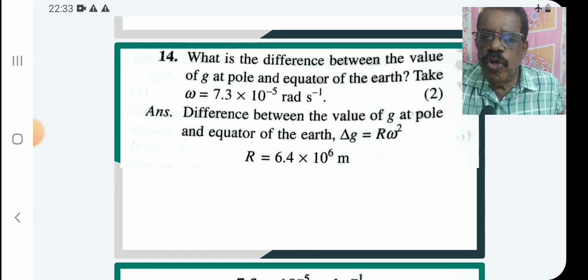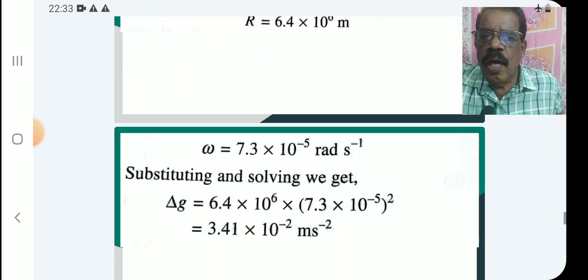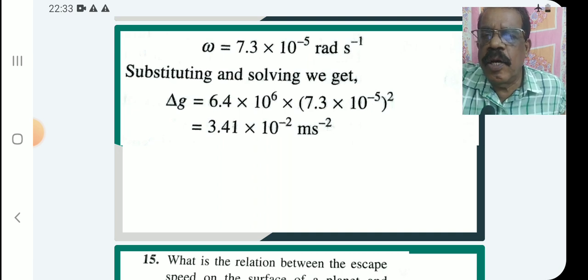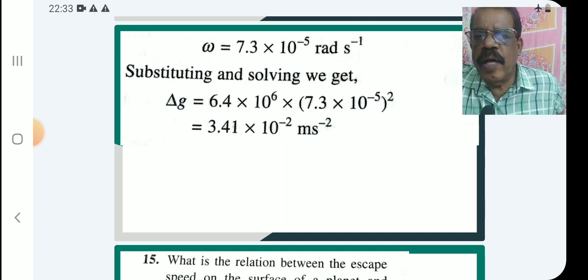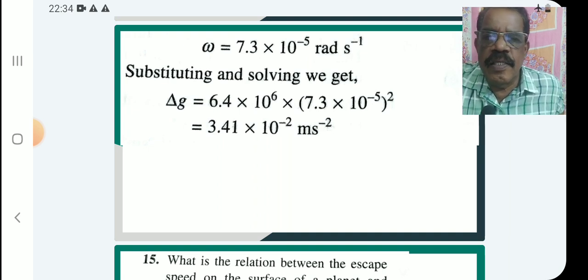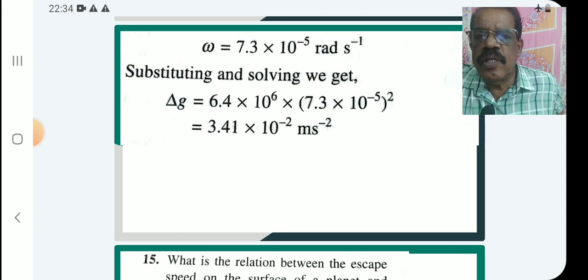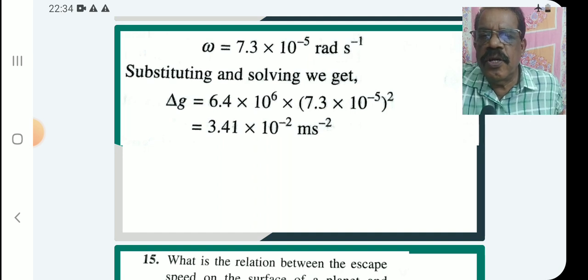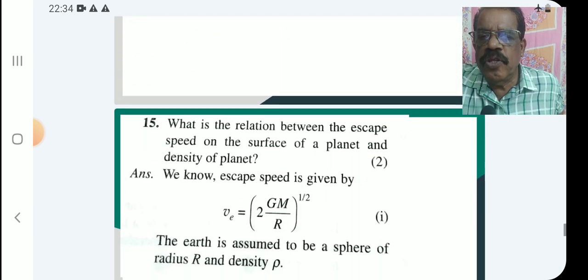Radius of Earth we assume 6.4 into 10 raised to 6, and omega is 7.3 into 10 raised to minus 5. Substitute and calculate, we get delta g, the change in value of g, 6.4 into 10 raised to 6 into 7.3 into 10 raised to minus 5 the square, which is 3.41 into 10 raised to minus 2 meter second raised to minus 2.